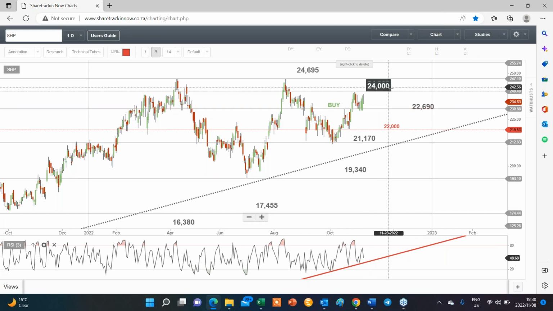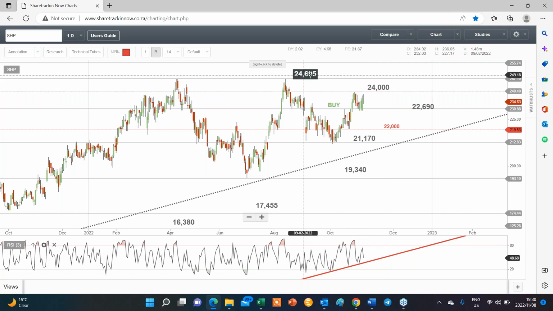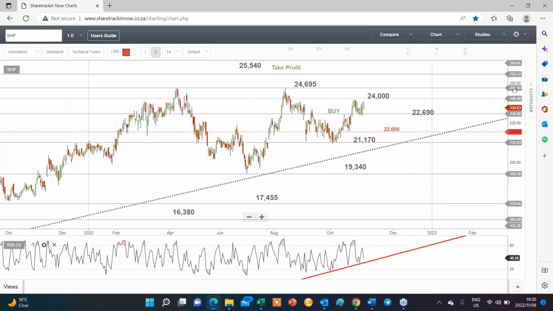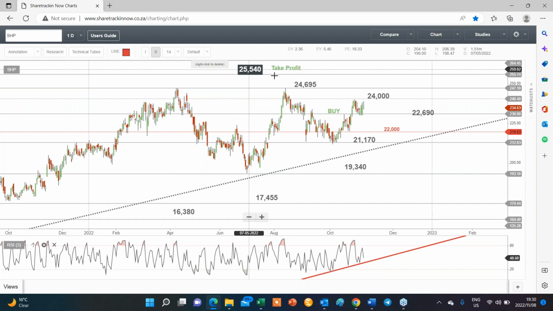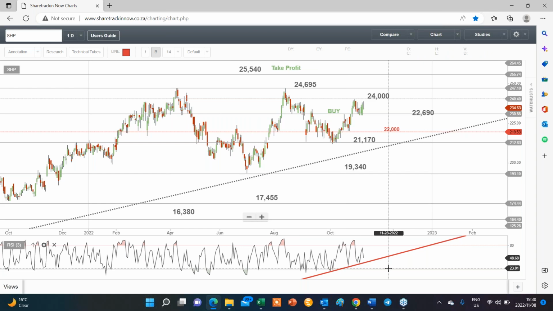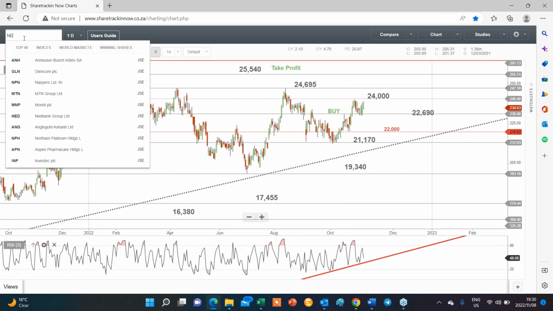But yeah, once it trades above 240, you could increase positions. And then where is the take profit here? The take profit would be at 255.40, which is its all-time high. Okay, watch the RSI, please. All right, and then it's Netbank.